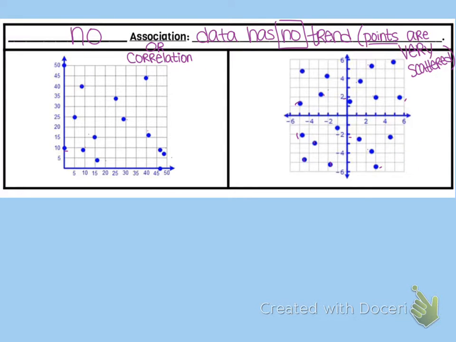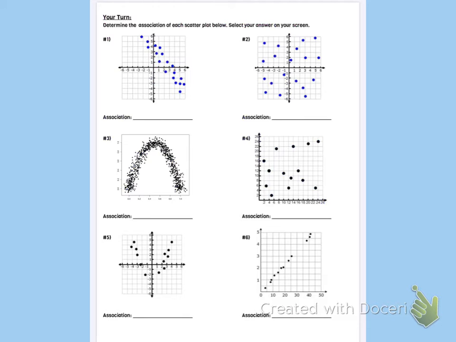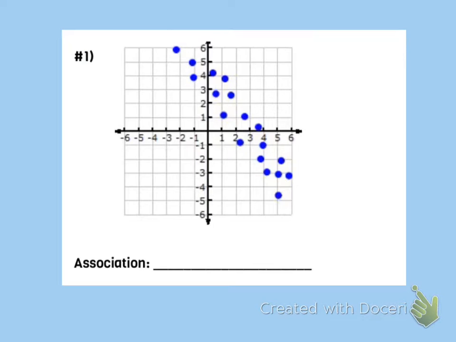Okay, so now that we've looked at the types of association, go ahead and turn your paper over. And on the back, you have 6 scatter plots, and you're going to determine the association of each scatter plot. And then you will select your answer on the Edpuzzle. Okay, so we're going to go ahead and look at the first one. So based on this scatter plot, determine the association as either positive linear, negative linear, no association, or non-linear, and select your answer.